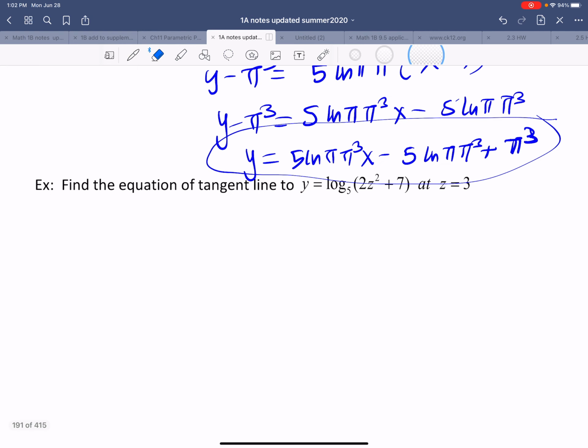Let's see another example. Here again, we're looking for y is equal to log to the base 5 of 2z squared plus 7, equation of tangent line to this function at z equals 3.